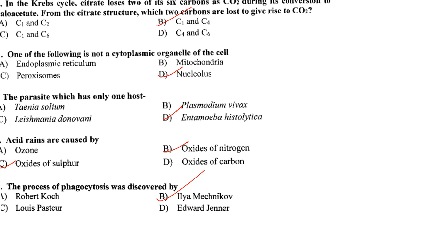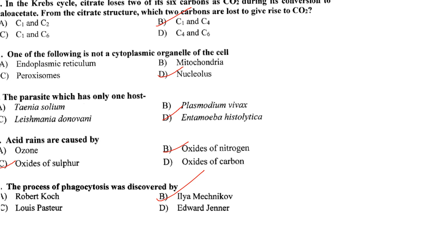Coming to the next question, in the Krebs cycle, citrate loses two of its 6 carbons as carbon dioxide during its conversion to oxaloacetate. From the citrate structure, which 2 carbons are lost to give rise to carbon dioxide? They are C1 and C4.